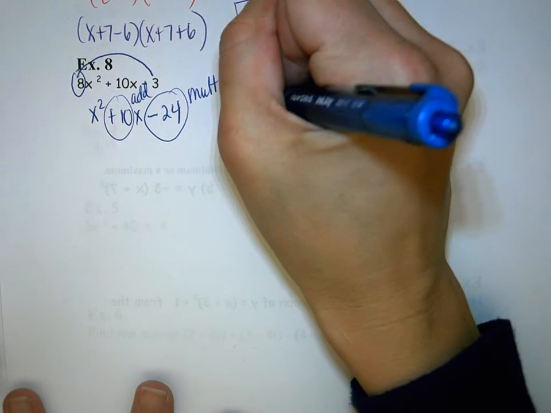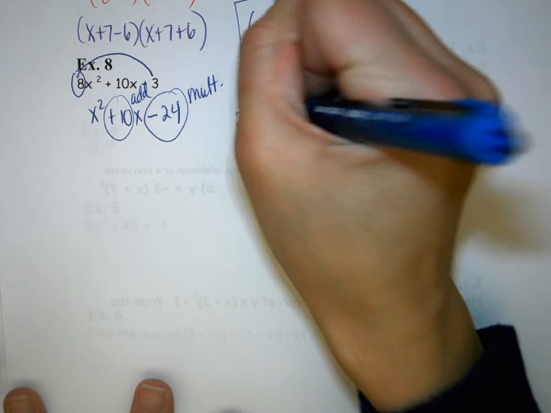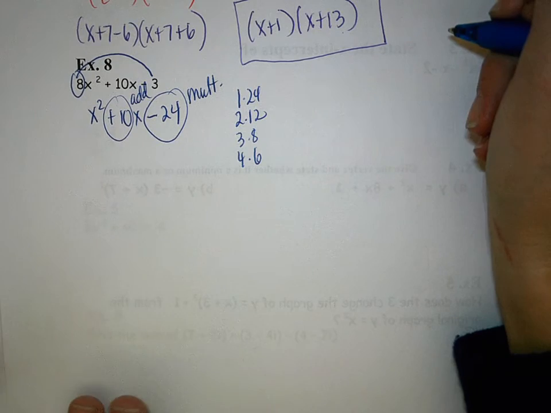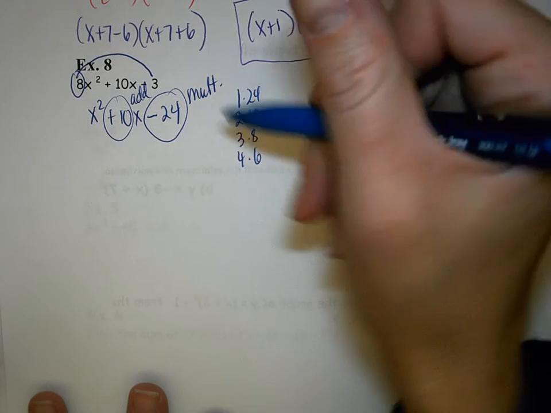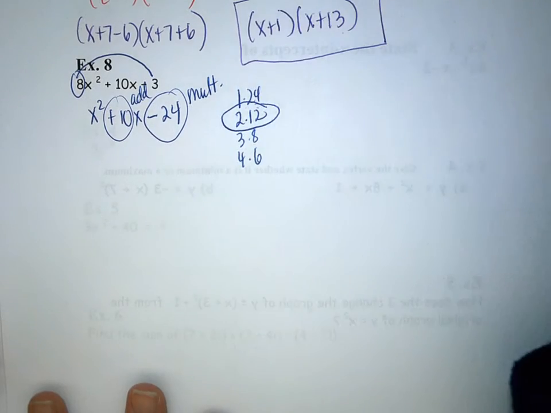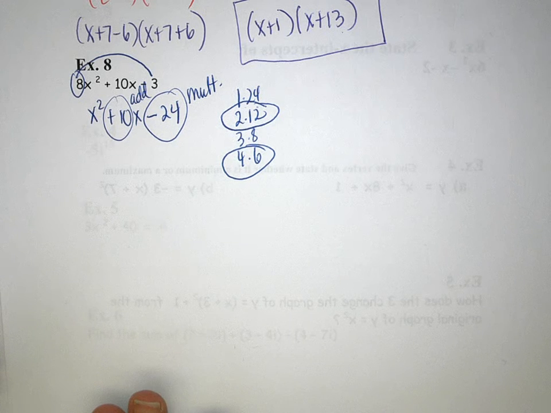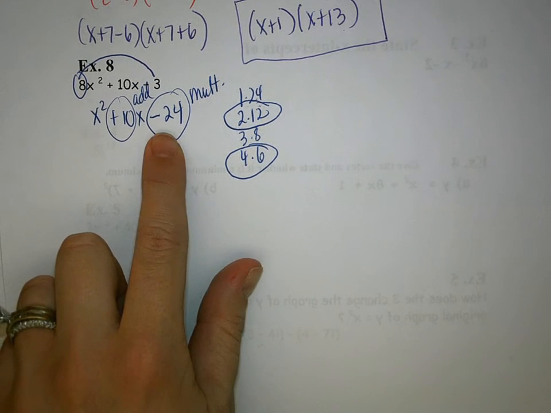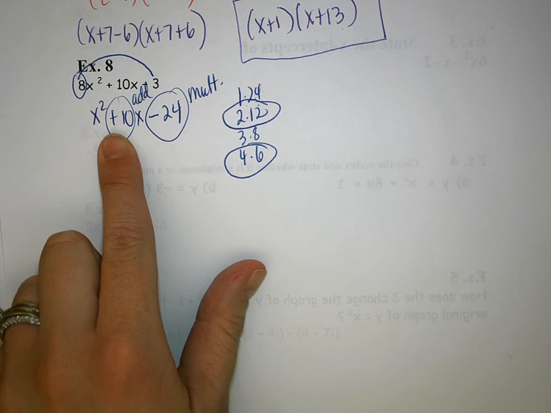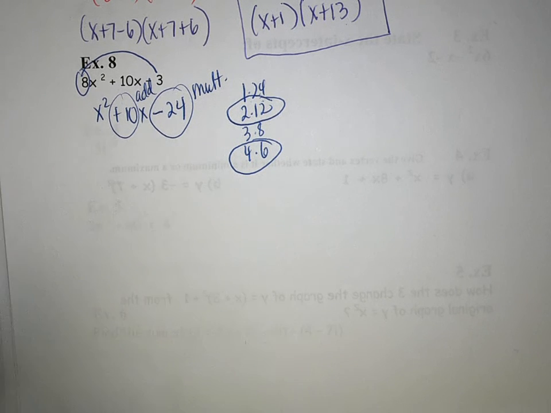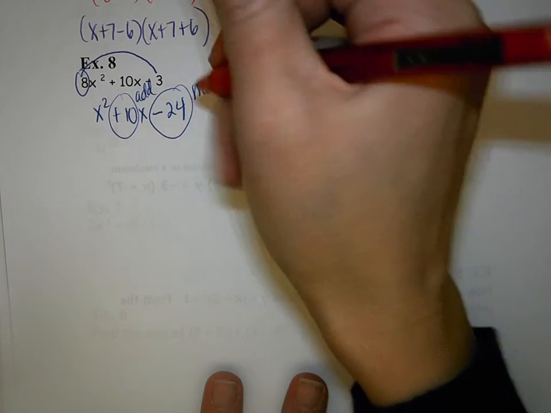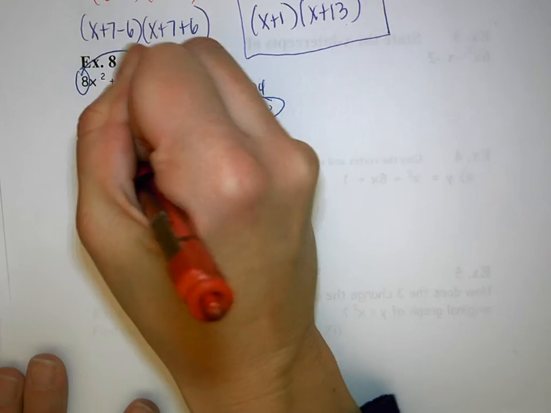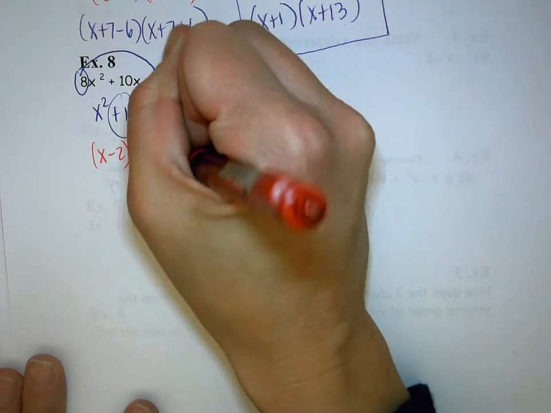We have 1 and 24, 2 and 12, 3 and 8, 4 and 6, and I think that's it, right? So if you look, 2 and 12 can make 10, and so can 4 and 6. So you have a little bit of a dilemma in that you have to figure out which one makes them a negative 24 and a positive 10. 2 and 12. Okay, which one needs to be negative? 2. All right, so we get x minus 2 and x plus 12.